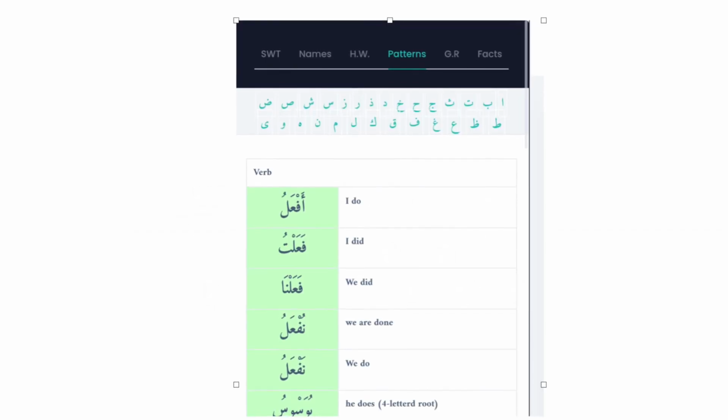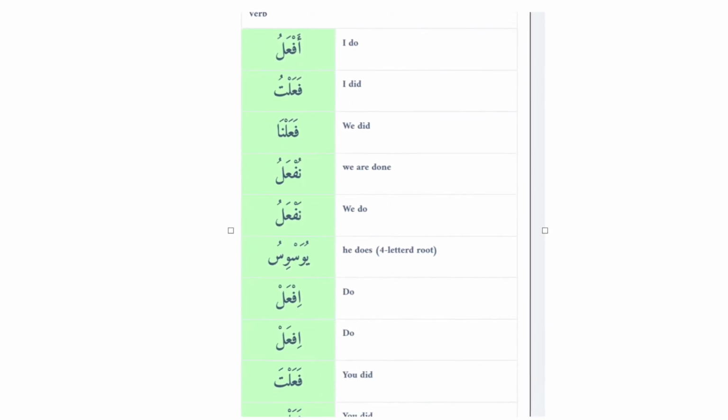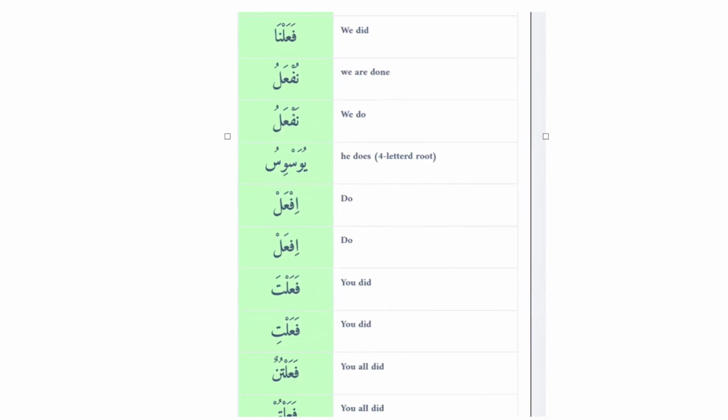All the patterns of verbs will be available on the left panel. All the meanings of the roots will be available on the left panel as well.